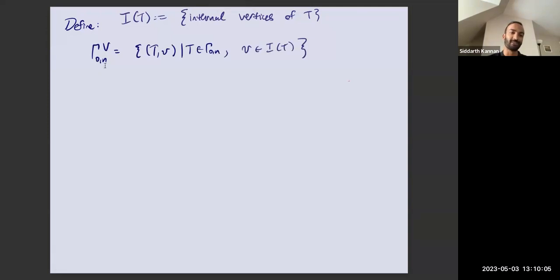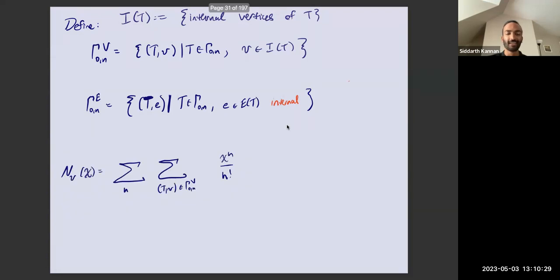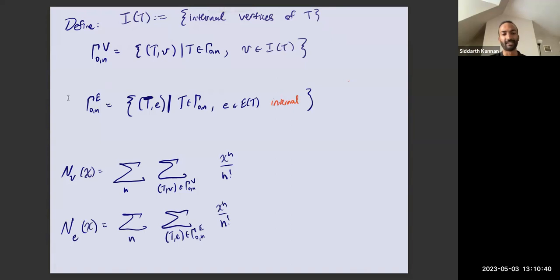I'm going to let gamma 0 n upper v denote the set of pairs T comma v, where you have a tree together with a choice of internal vertex. And the same for gamma 0 n e: pairs consisting of a choice of tree and a choice of internal edge. Internal edge means an edge that's not adjacent to a leaf vertex. I'm going to let n sub v of x be the exponential generating function for the sizes of these gamma 0 n v's, and n sub e of x the generating function for these gamma 0 n e's.